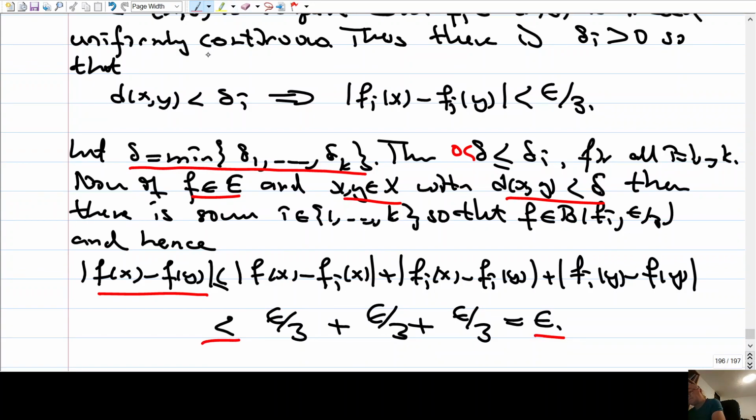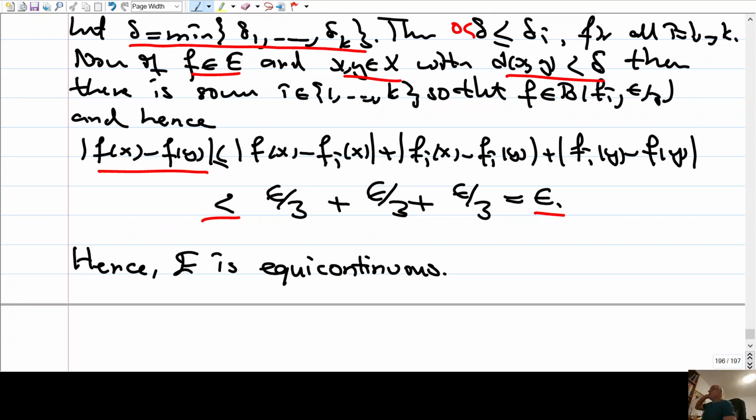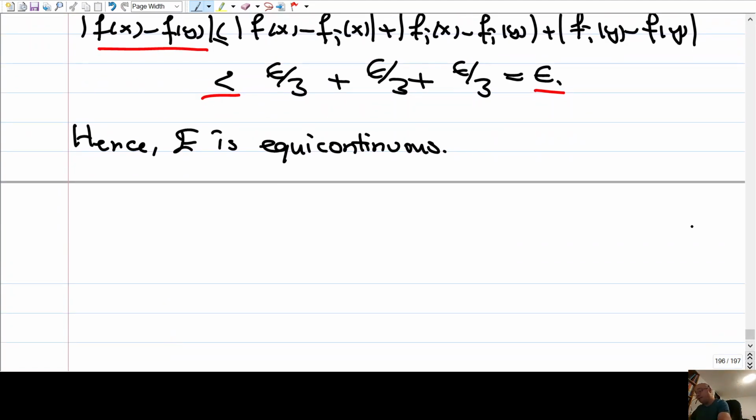Hence, f is an arbitrary element of E, hence E is equicontinuous. Okay. Are there any questions so far?